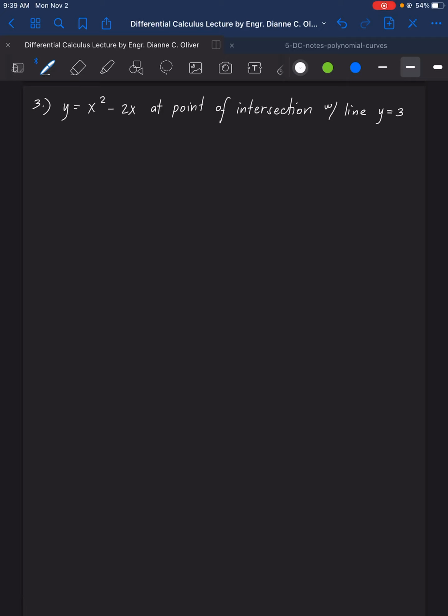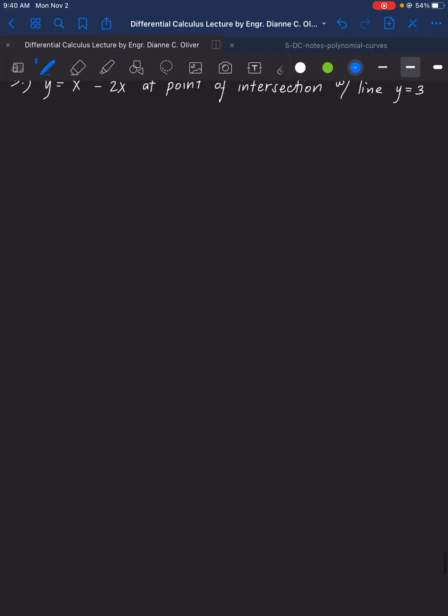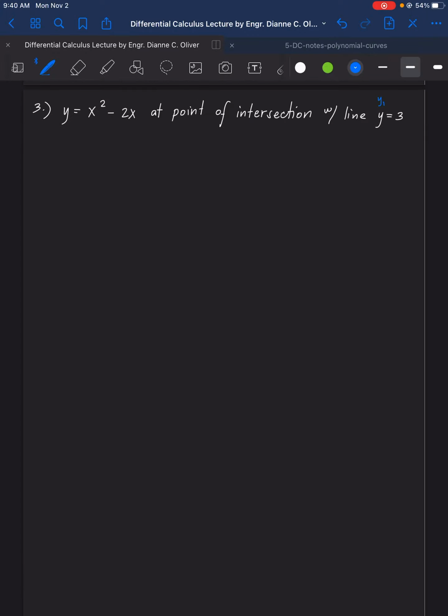Given the equation of a curve y equals x squared minus 2x at point of intersection with line y equals 3. So given now your y1, what's missing is the slope and the x1. If you're familiar with this equation, this is actually the equation of a parabola.